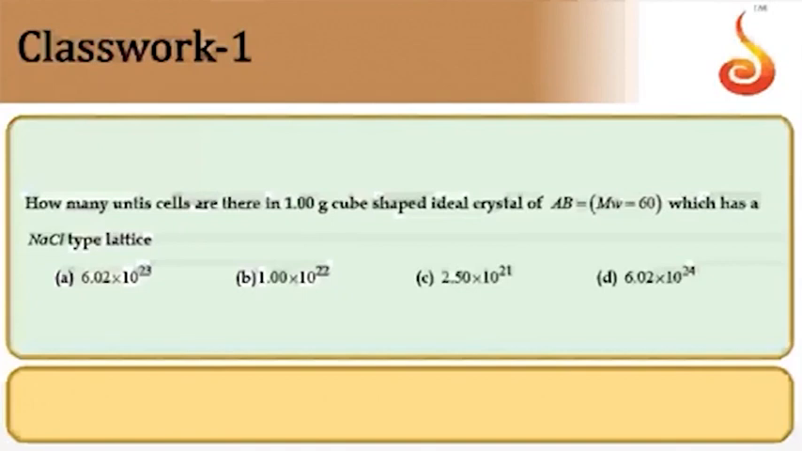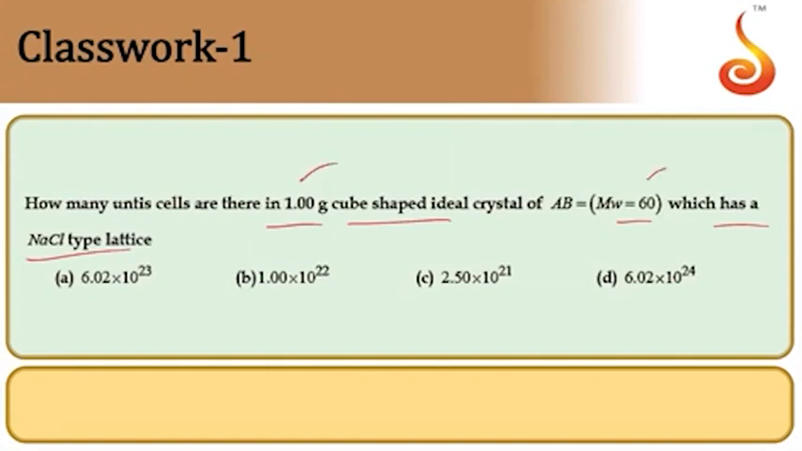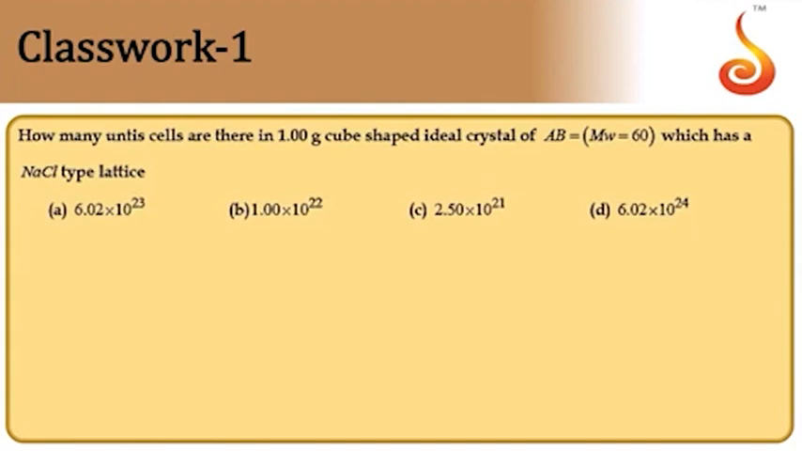Today we will discuss questions from solid state chemistry. First question: how many unit cells are there in 1 gram of a cube shaped ideal crystal of atomic mass 60, which is having NaCl type of structure? So 1 gram is the mass of the crystal given to us. Molar mass is 60 and it is an NaCl type of crystal. Now how many unit cells are there in that? Let us see the calculation part.